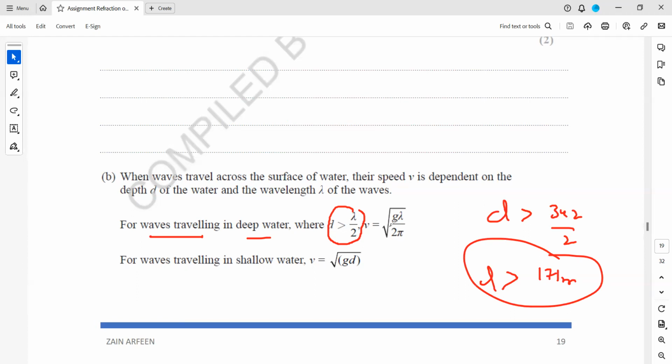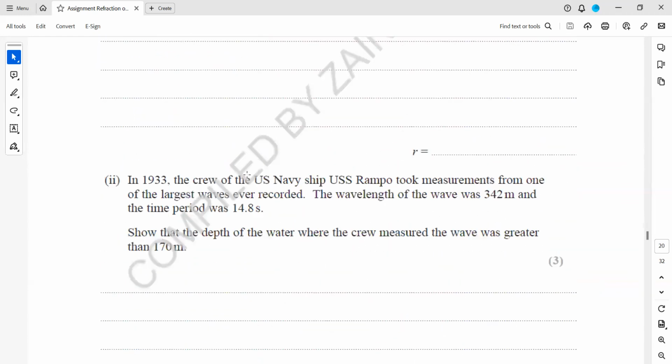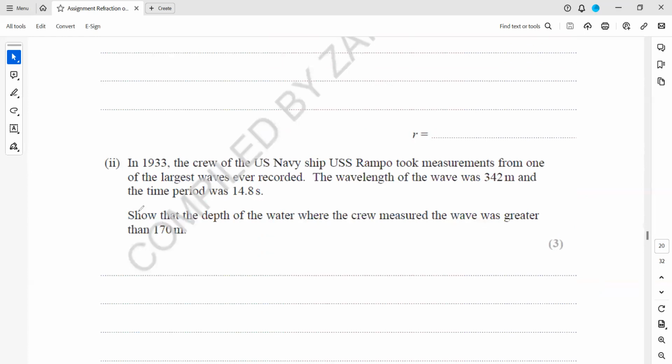And when we get 171 meters, it shows that the depth of the water in which the wave was traveling was more than 171 meters, and that is what we have to show: that the depth of the water where they measured should be more than 171. So first we find the speed by using the formula v equals f lambda, and then the formula which is given. Both formulas give the same speed. It means that this should follow the relation that the depth at which this wave was measured was greater than half of the wavelength. Is it clear, the last part?